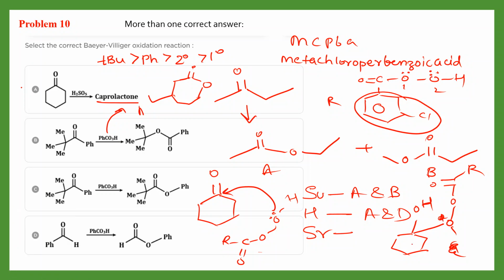Now there are two possibilities. Either the oxygen lone pair will come back and one of the groups will migrate to this oxygen, and it will leave as the acetate ion. Among these two, let's say here we are having methyl and here we are having hydrogen. So momentarily, which charge is coming here, students?